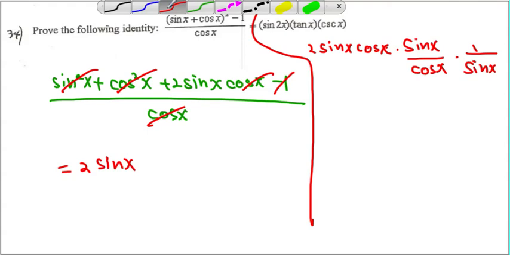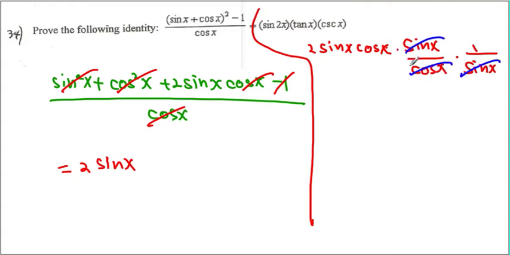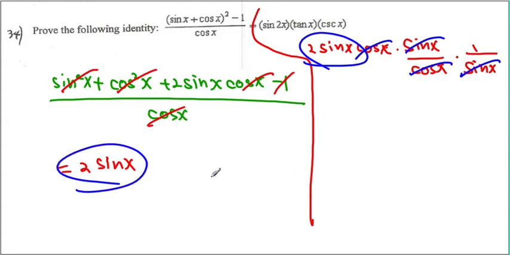Then let us see what happens. Here sine x cancels out, cosine x cancels out. That's right, 2 sine x is left, so is the other side. Alright, how about this one?